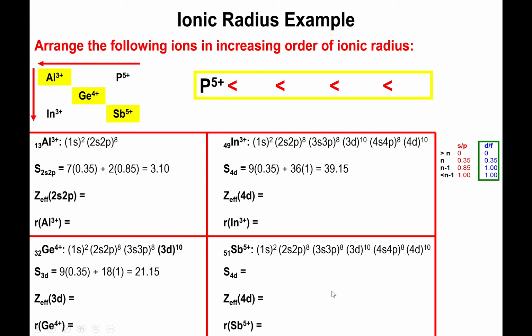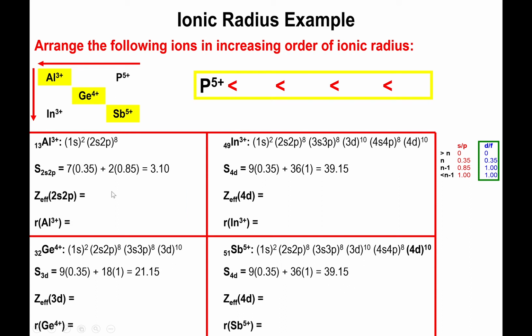Alright, now for antimony, same idea. The last group is a D group, so you still deal with the DF column in Slater's rules. And once again, out of the 10 electrons, 9 shield with 0.35. And then at the end, you simply add up the rest of the electrons to the left of the 4d group, which is exactly the same as the indium 3+ example. We have 36 electrons total to the left, which shield with a factor of 1. Upon multiplying all the numbers together and adding them, you end up with 39.15.